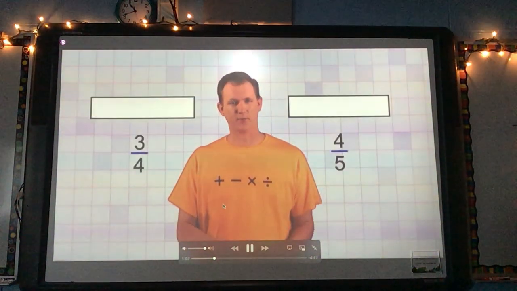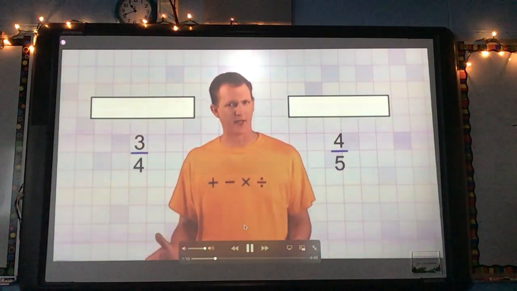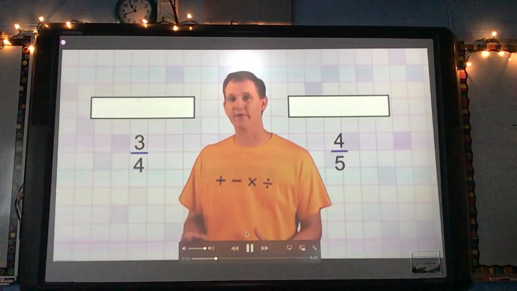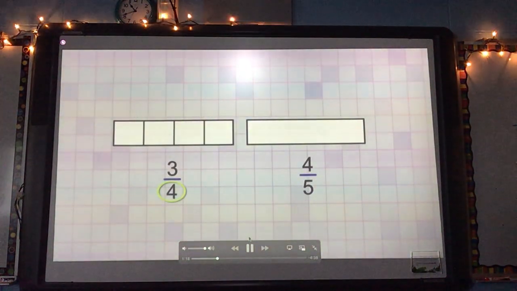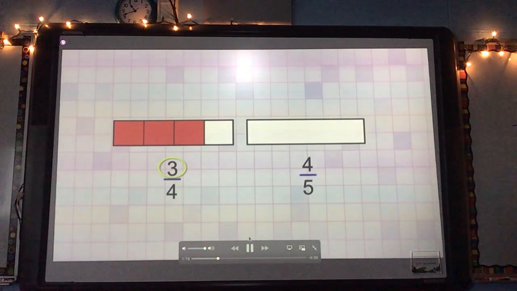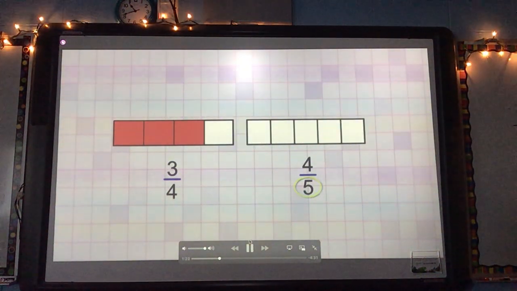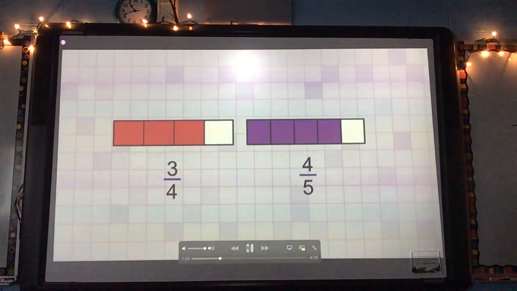With 2 rectangles, but this time we need to divide them up differently because the fractions we're comparing have different bottom numbers. The first rectangle will be divided into 4 equal parts, and we'll shade 3 of them to show 3/4. The second rectangle will be divided into 5 equal parts, and we'll shade 4 of them to represent 4/5.